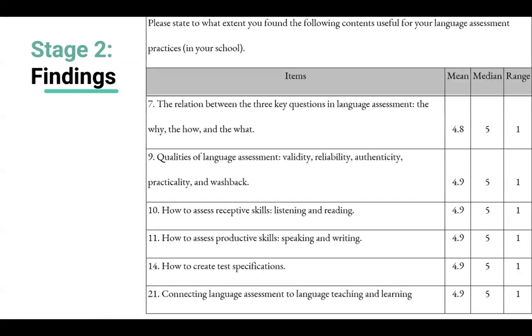Here is some information from the questionnaire itself, like quantitative data. So if you notice, also the means are here. Notice the prompt at the top. It says, state to what extent you found the following contents useful for your language assessment practices in your school. So for the most part, they found these assessment topics useful. That's why the range is 1, meaning there wasn't a lot of variability in their answers. They agreed that these topics were useful for their personal assessment practices. So this paints a very nice picture of the course, and I'm happy to show this.